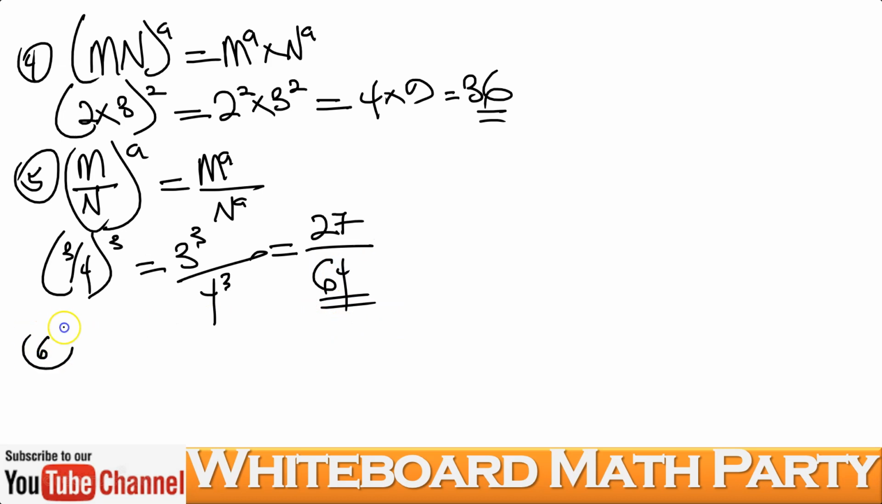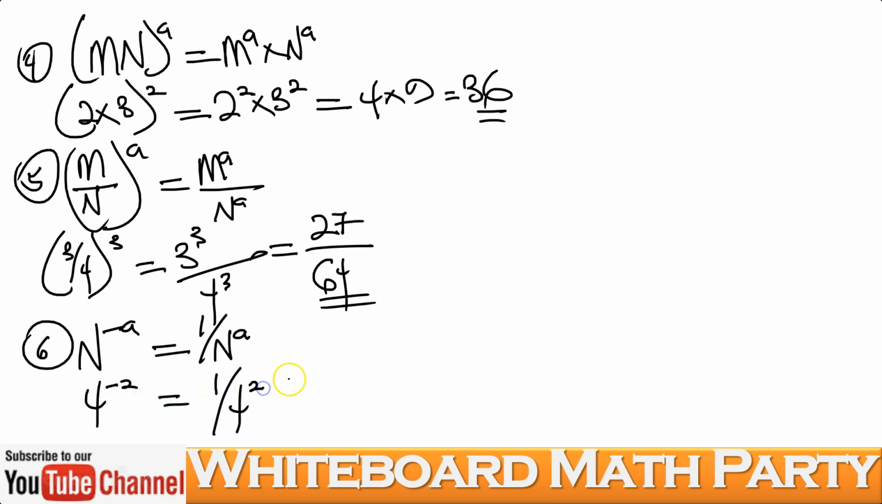Now, what is rule number 6? Rule number 6 is what I call the negative power rule. n raised to the power negative A can be expressed simply as 1 divided by n raised to the power A. A simple example is 4 raised to the power negative 2 is the same thing as 1 divided by 4 raised to the power 2, which when simplified is going to be 1 all over 16.